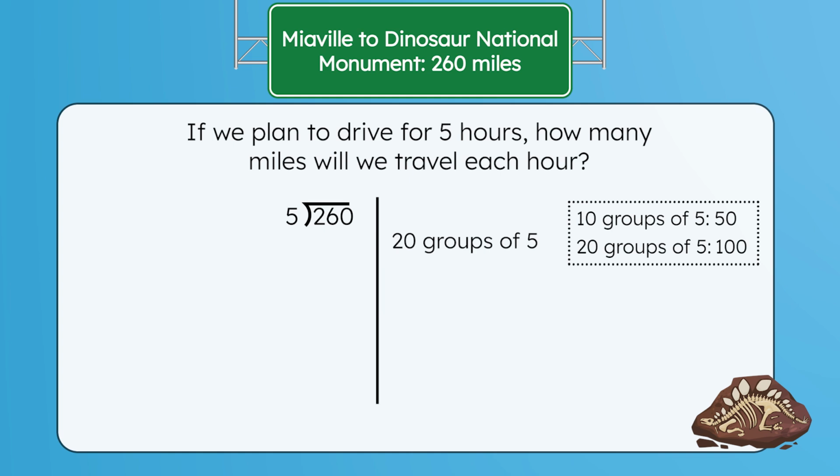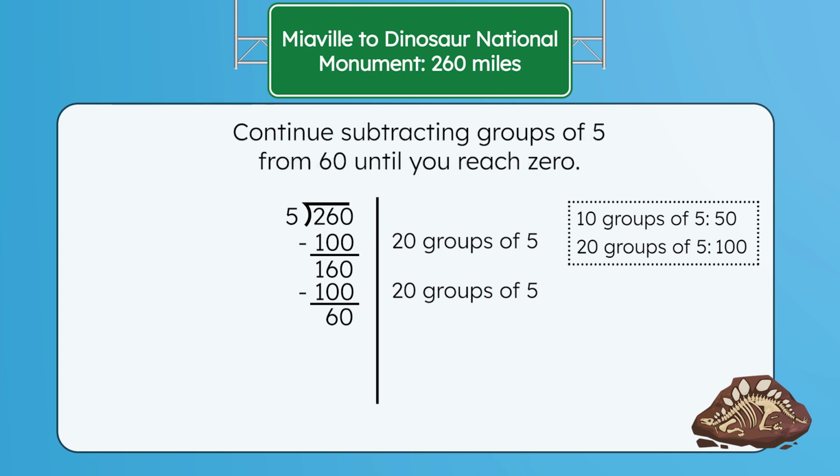20 groups of 5 is 100, which we'll subtract from 260. 260 minus 100 equals 160. We'll record another 20 groups of 5 to the side here. 160 minus 100 equals 60. Continue subtracting groups of 5 from 60 until you reach 0. Pause the video here to record your thoughts.